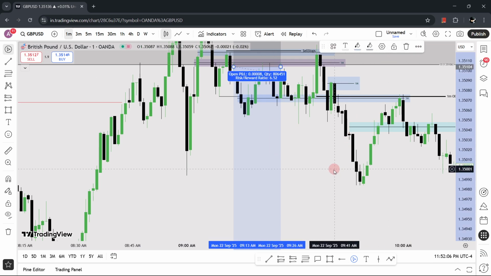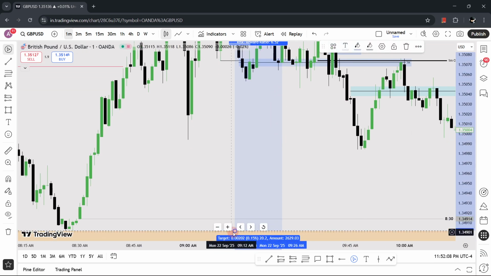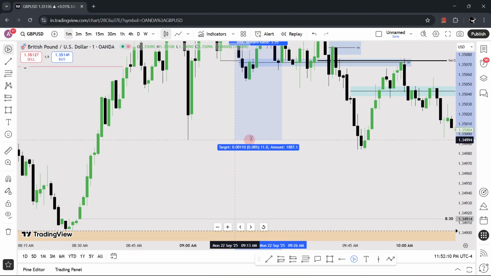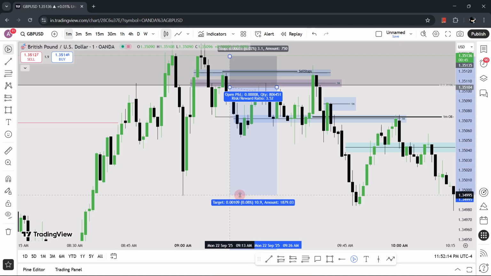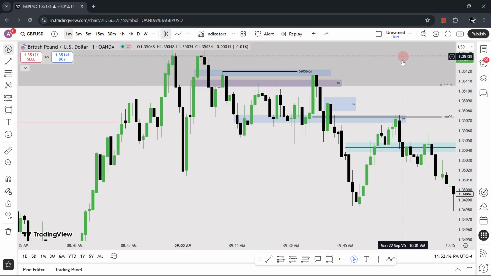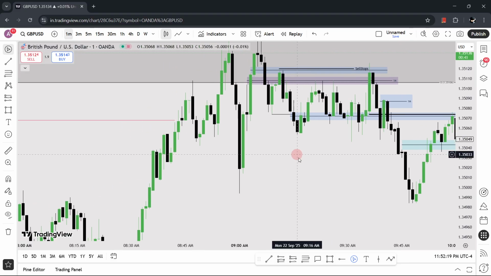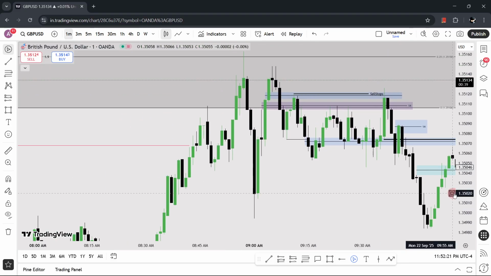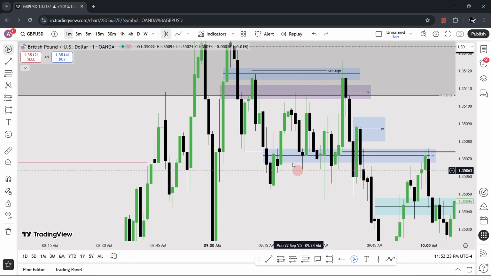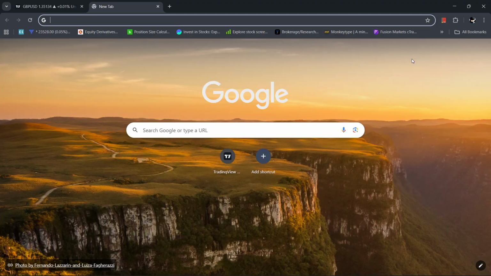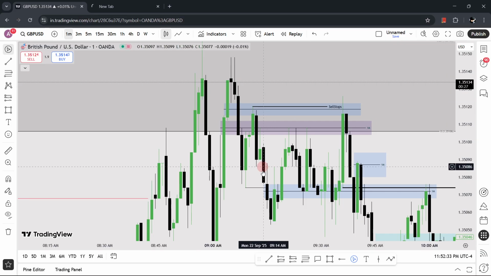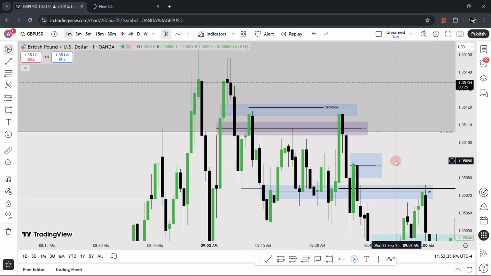So I just want to check. This is what I should have aimed for. Every time I get greedy. Now, first I entered from here. I didn't put my stop loss here. I put my stop loss right above here, which you will see in this.